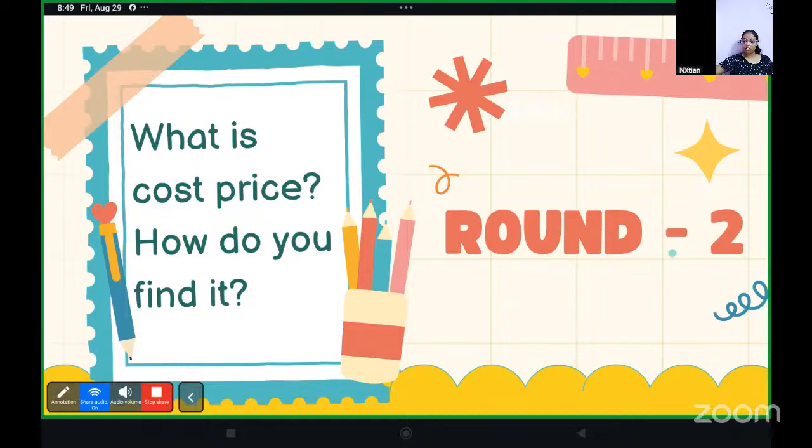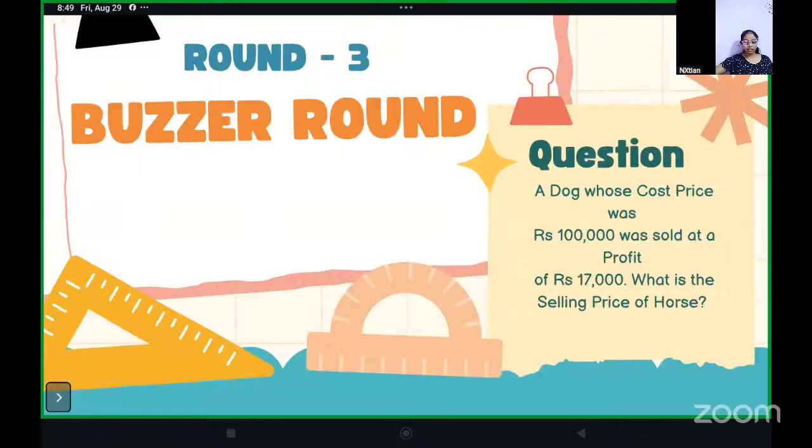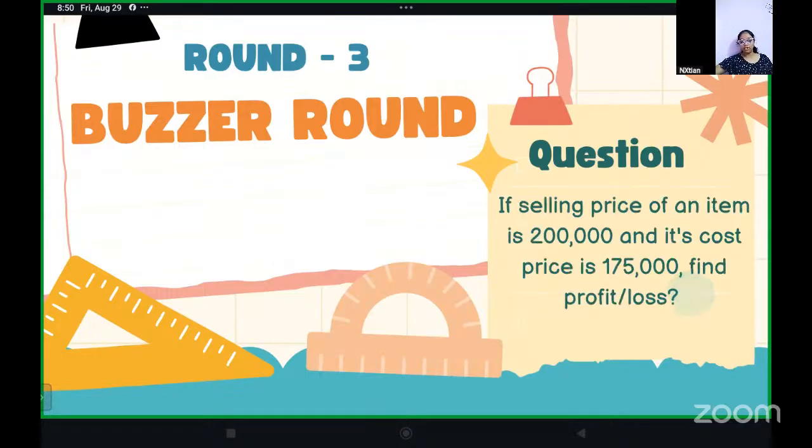Next question, Emma's was correct. Cost price plus profit is your selling price. The round 3 question of Emma was correct. 1,17,000 is the answer. The second one, Emma's was also correct. 1,30,000 is the cost price.